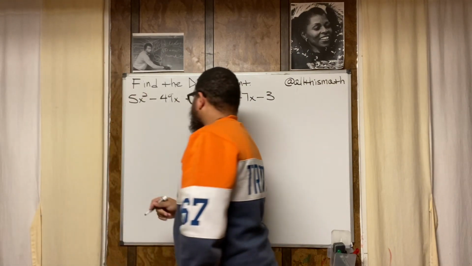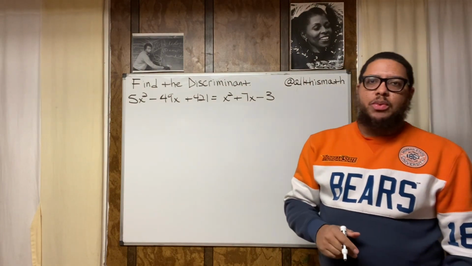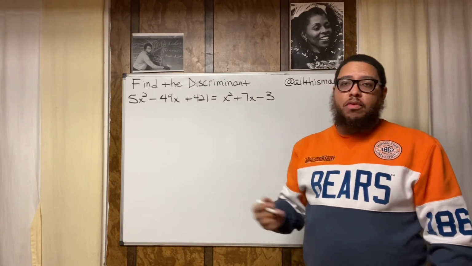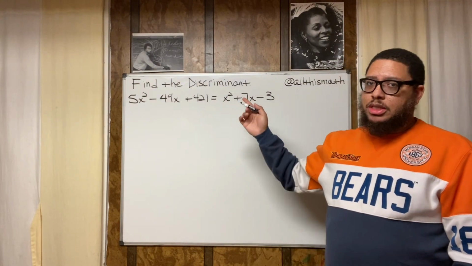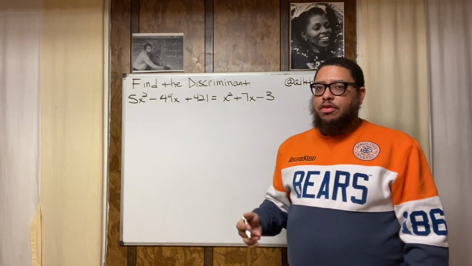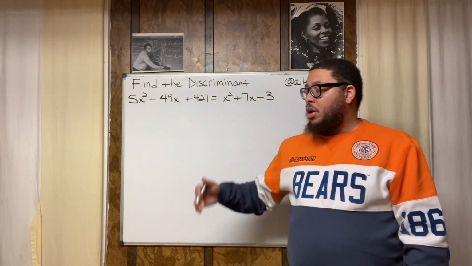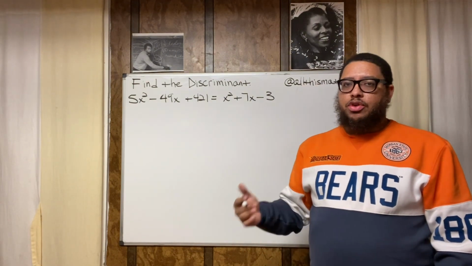But before I do that, let's talk a little bit about what a discriminant is. It's a math term that we throw around a lot, and as teachers, sometimes we take for granted that people even know what this is. A discriminant is a piece of information. It's a number that tells us information about what the solution to a quadratic equation will be. That's what a discriminant is.